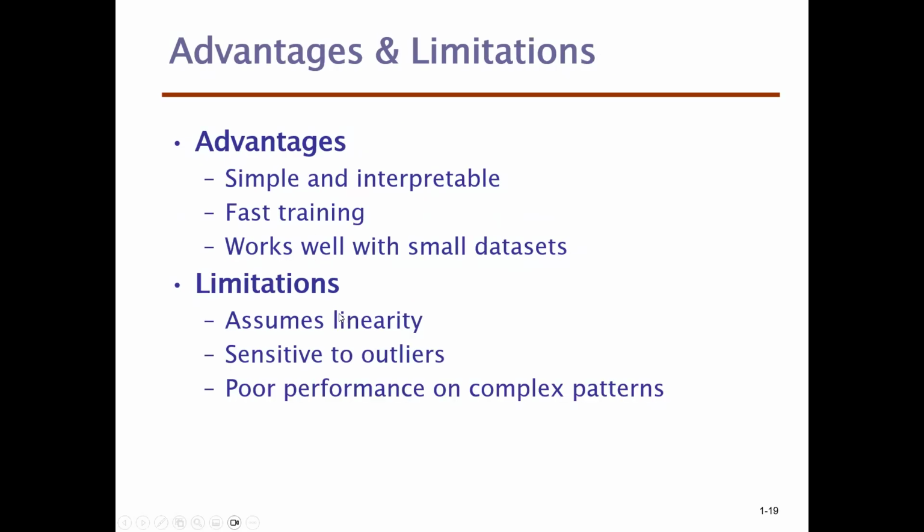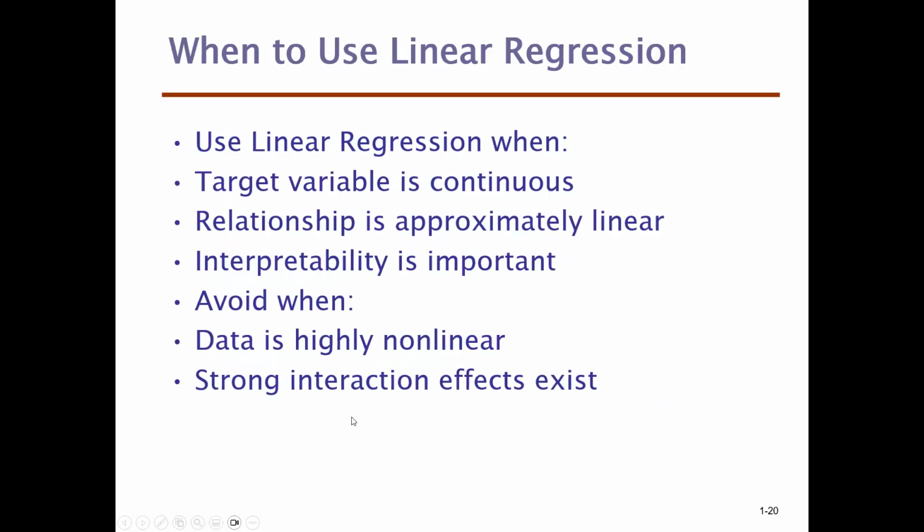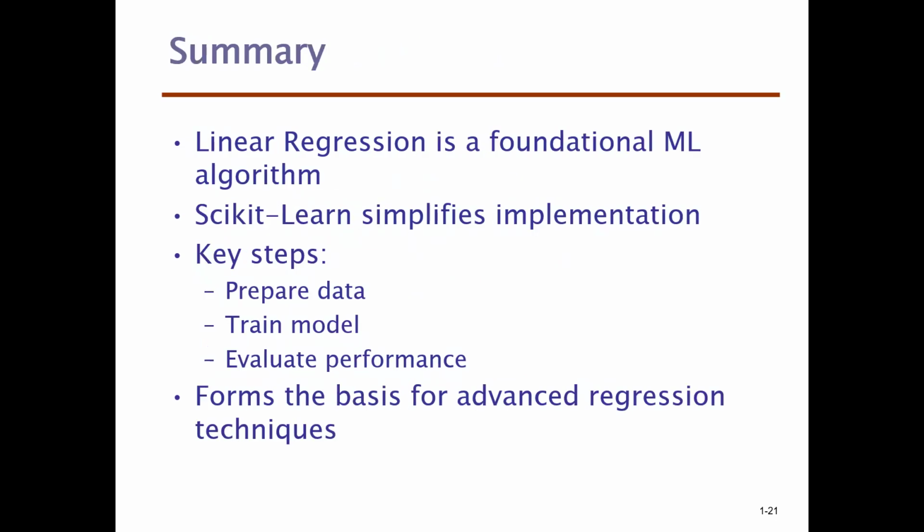So we mentioned advantages and disadvantages. When to use linear regression: the target variable must be numerical, continuous. The relationship must be linear. Interpretability is important, very straightforward. Avoid data that is nonlinear, of course, because this is not a nonlinear method. Also, strong interaction effects may exist. And that will be the conclusion.